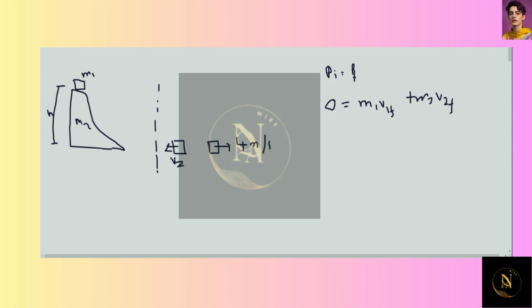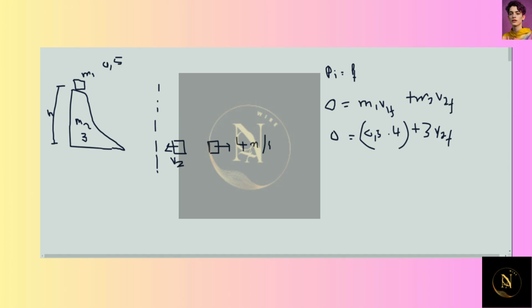So now we see that we are given everything. We know that M1 is 0.5, this wedge is 3 kilograms, and V final is 4 meters per second. So this is 0.5 times 4 plus 3 times V2 final. That should give you 0.